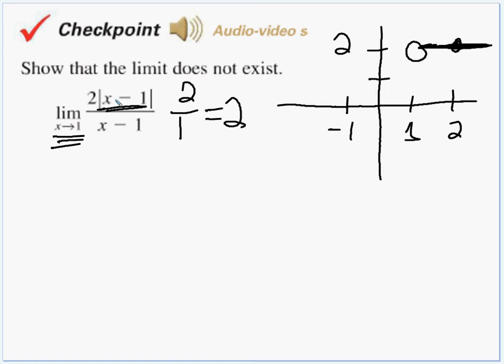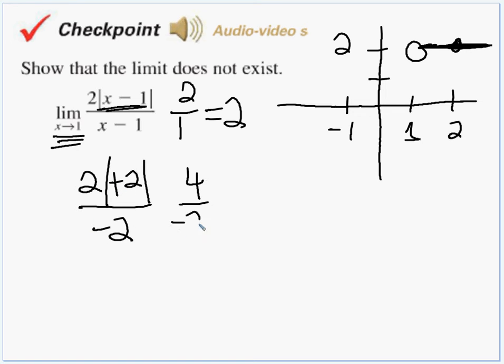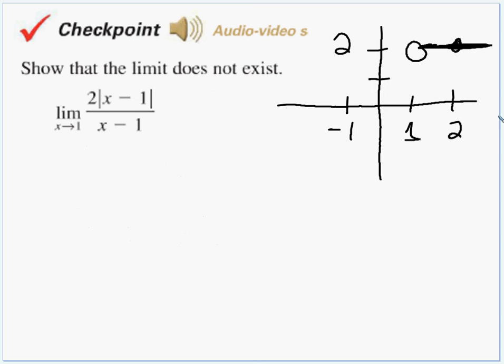Now if I put -1 in there, I'm going to have 2 times -1 minus 1, which is -2. And that's going to be divided by -1 minus 1 more, which is -2. So the numerator, I multiply and get negative, or the bars make this into a +2, and then we multiply to get a 4. This denominator is -2, so we divide that and get -2. So we're down here at -2 as we approach from this side.